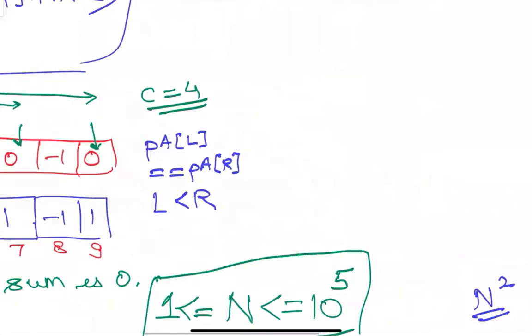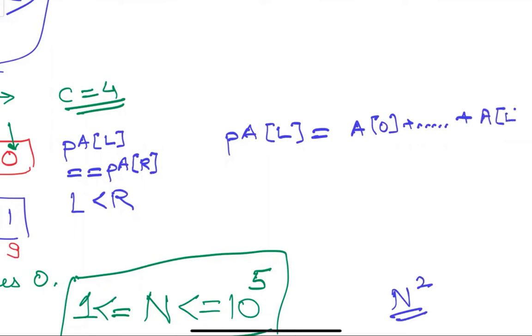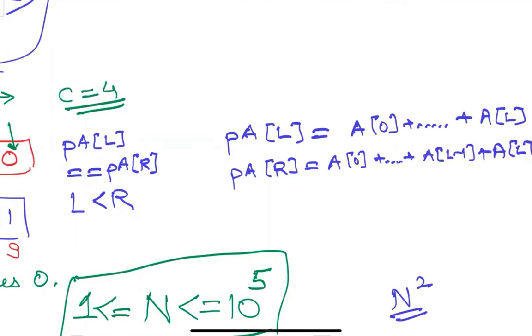If we try to correlate something from here, PA of L is nothing but A0 to AL. How did we calculate PA of L? PA of R represents A0 to AR. Can I say somewhere it will be AL minus 1 also? Somewhere it will be AL also. Somewhere it will be PA of R.